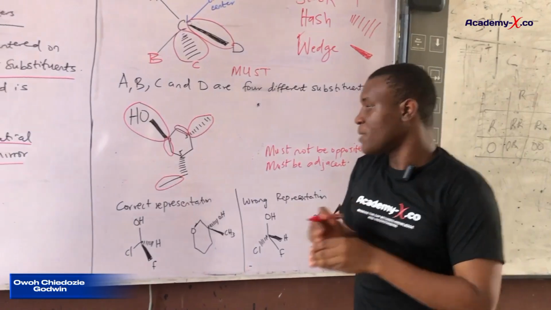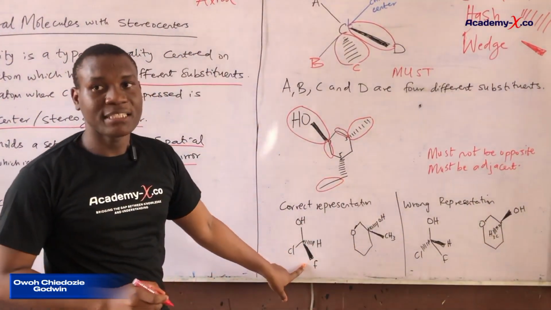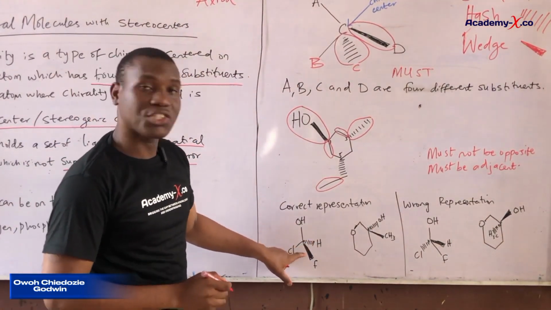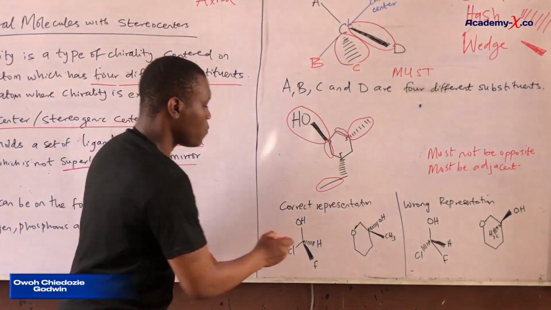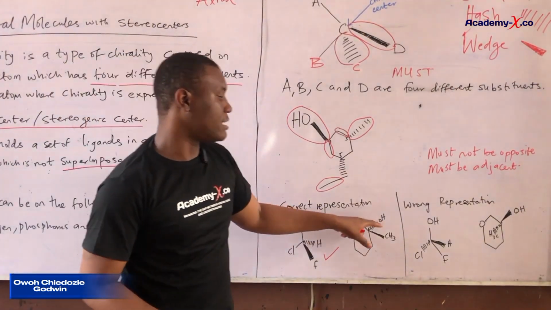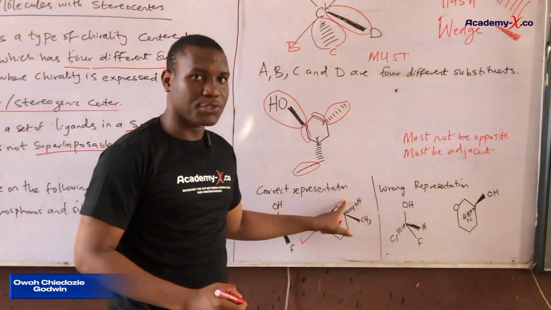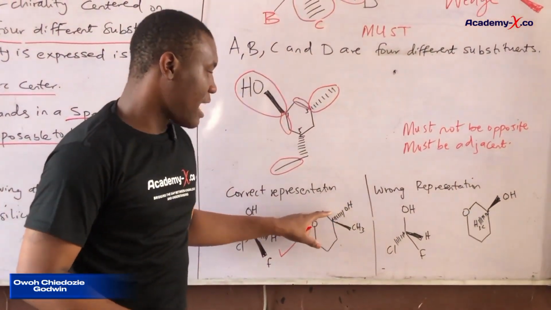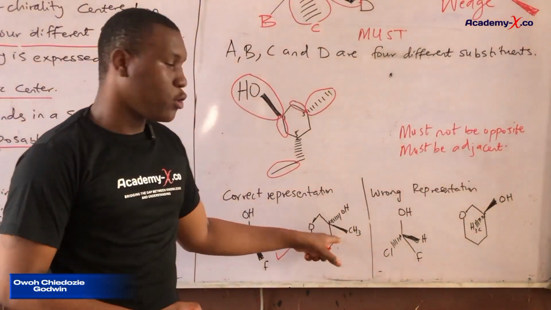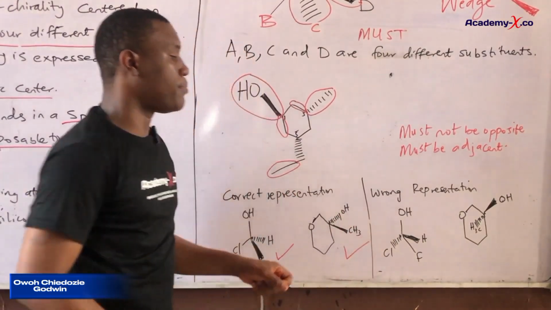Now let us present it. This is adjacent. The hydrogen substituent is adjacent to the fluorine substituent, and they are on the hash bond and on the wedge bond respectively. So we say that this is a good presentation of this compound. Now let us look at this. The hydroxide and the methyl groups are adjacent to each other, and the hydroxide is on a hash bond while the methyl is on a wedge bond. So they are adjacent to each other, and we can say that it is a good representation.